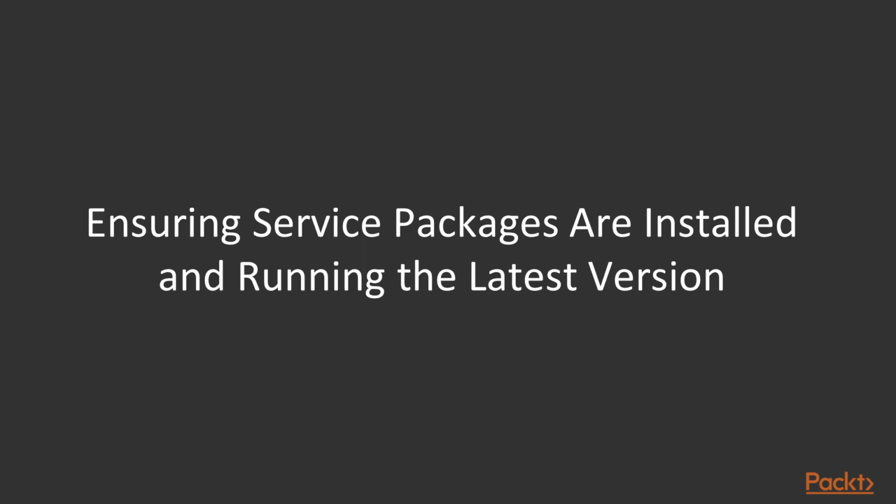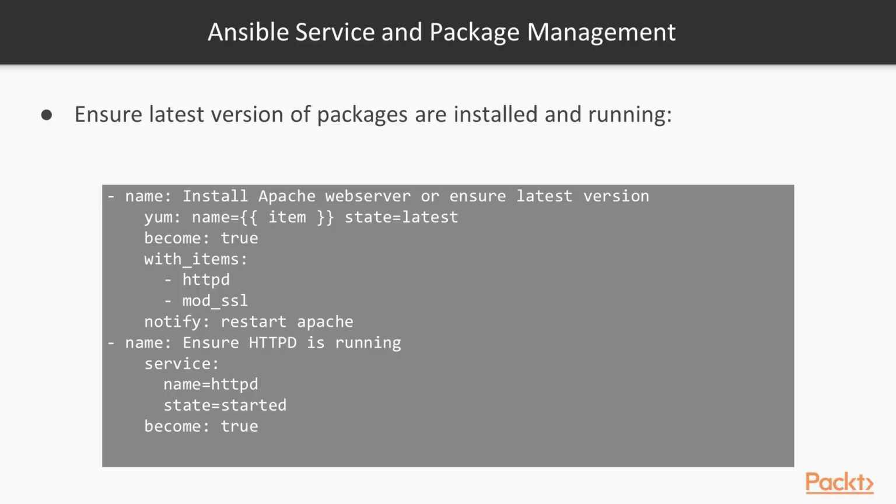All right. Managing packages and services. Probably one of the most important uses of Ansible for managing your systems is ensuring that all of your services and packages are both installed as well as running the latest version. Like the other chapters in this course, we're going to be using the Apache web server as an example. In this case, we're running a Red Hat-based Linux distribution. We're running CentOS, so we are using the Yum module.